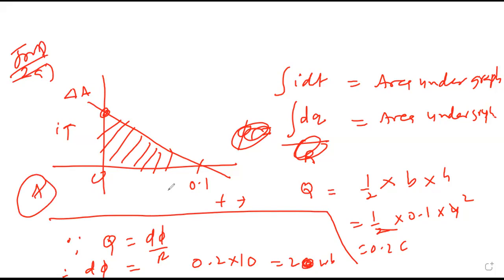So remember that in the I-t graph, the integration of I dt is nothing but charge. And then the charge induced is change in flux upon resistance.